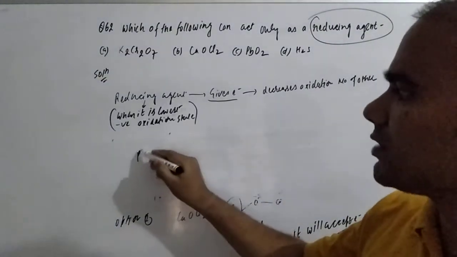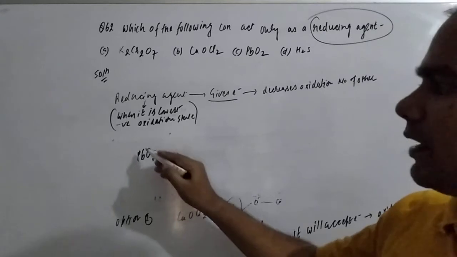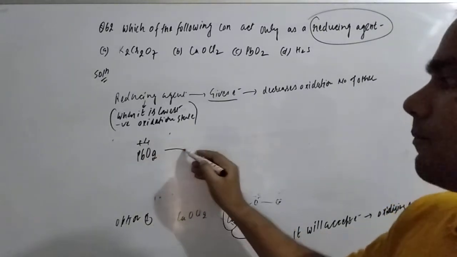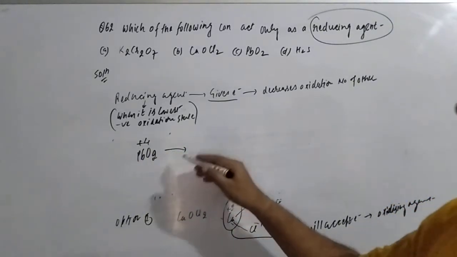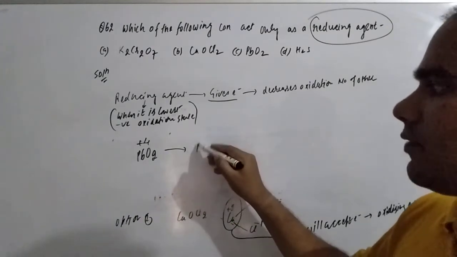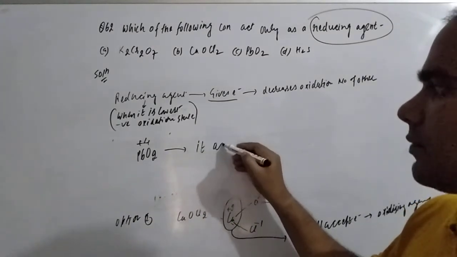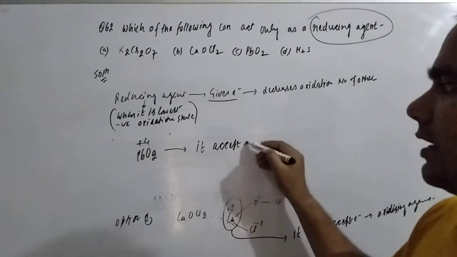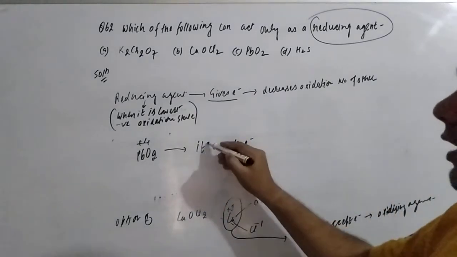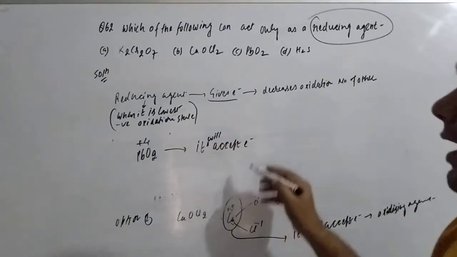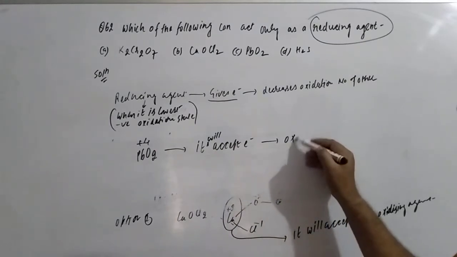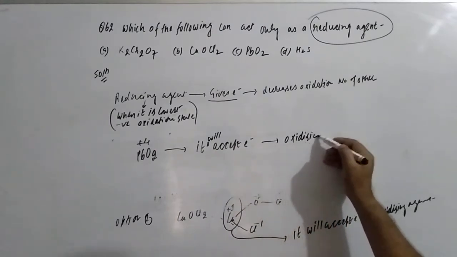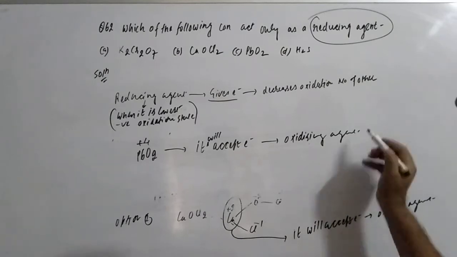So if you are taking option number 3, PbO2 is there. Here the oxidation state is +4. +4 is the highest oxidation state of the lead, a group 14 element. So it will accept the electron pair. And if it is accepting electrons, it means it is an oxidizing agent. That is also the wrong option. Okay, this is also a wrong option.